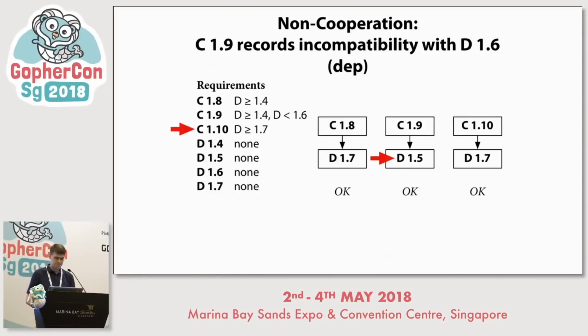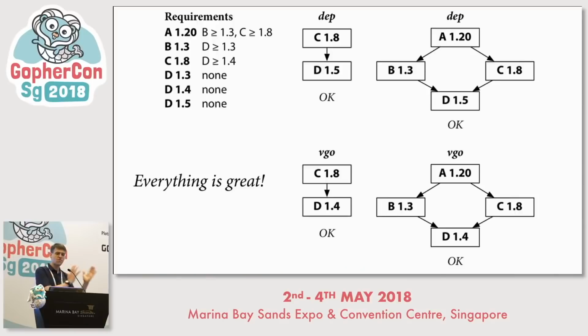Let's take a look. To do that, let's rewind the clock a little bit to before the buggy D16 is released. This slide shows the documented requirements for all the relevant package versions. It shows the way both DEP and Vigo would build the latest C and the latest A. DEP is using D15, and Vigo is using D14, but both tools have found working builds. Everyone is happy.